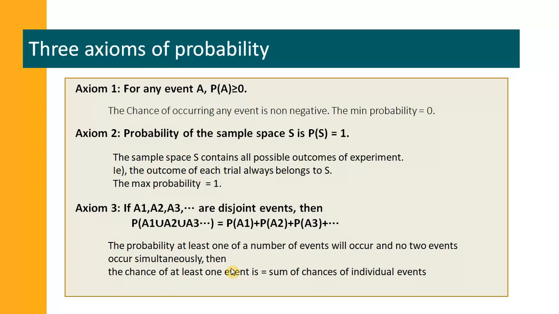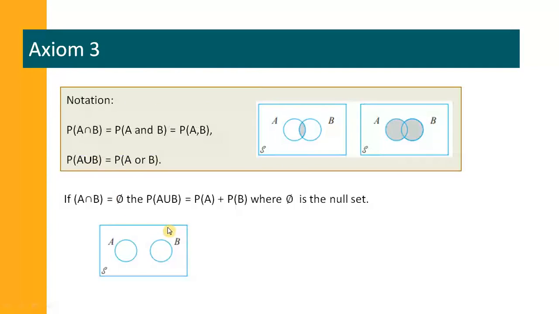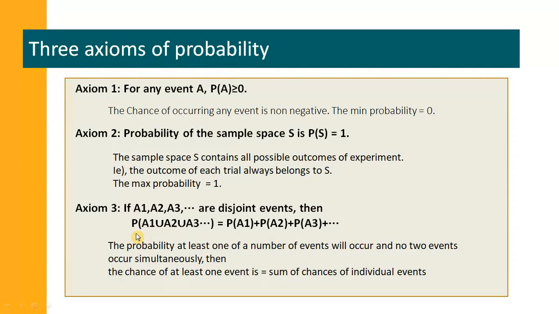If A1, A2, A3 are disjoint events, then P of A1 union A2 union A3 is equal to P of A1 plus P of A2 plus P of A3 plus dot dot dot. This union notation in probability, we can read P of A union B as P of A or B. So here we can say probability of A1 or A2 or A3 dot dot dot is equal to probability of A1 plus probability of A2 plus probability of A3 dot dot dot.